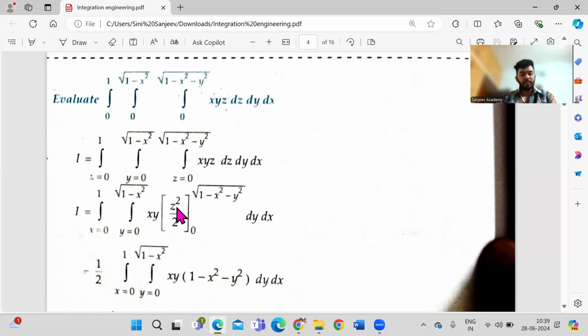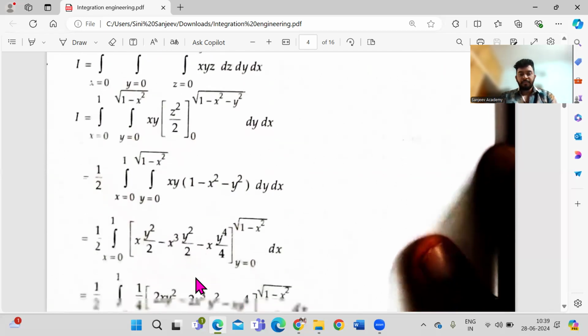This I have to substitute in place of what? Z. Upper limit minus lower limit. And this 2 also I can take it outside. So they've done it the same here. So this whole square, so 1 minus x square minus y square.